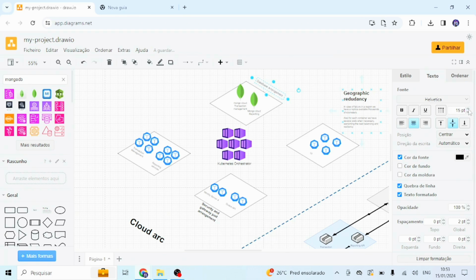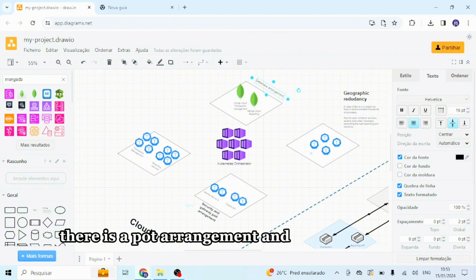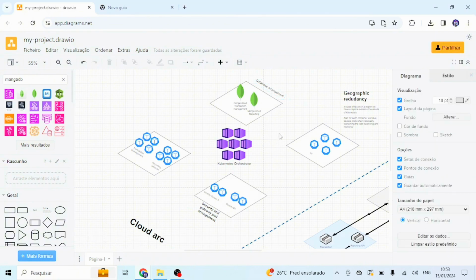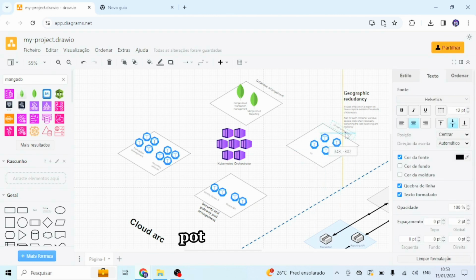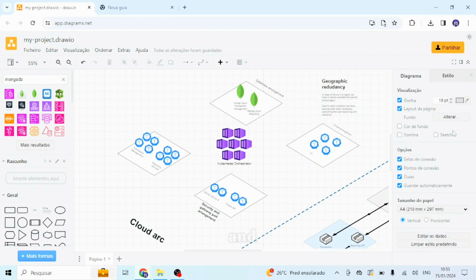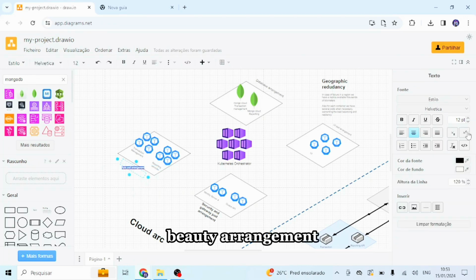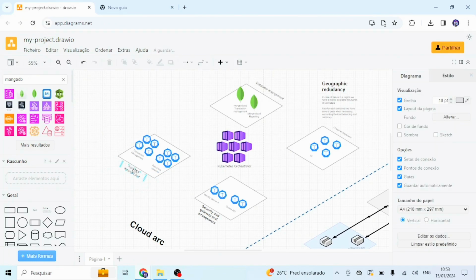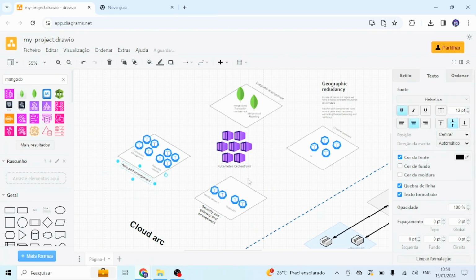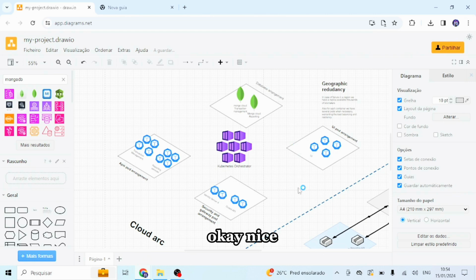Database arrangement. There is a pod arrangement, and the user interface pod arrangement, and the APIs pod arrangement. Okay, nice.